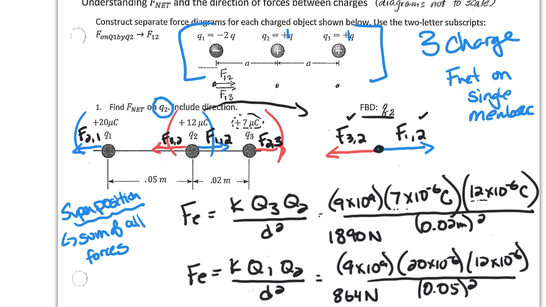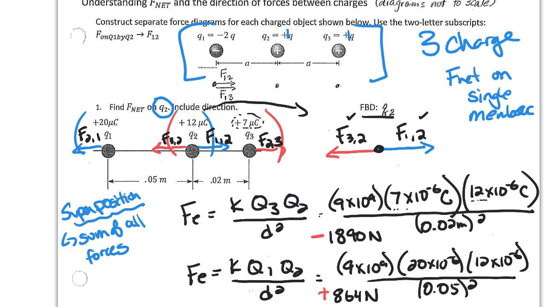Now, here's the hard part, or the challenge. Look back at your free body diagram. When you drew in this one, force 3,2, you drew it to the left because 3 repelled 2. So to the left, right? So what we need to remember is that it therefore has to become a negative vector, and the 864 has to be positive.